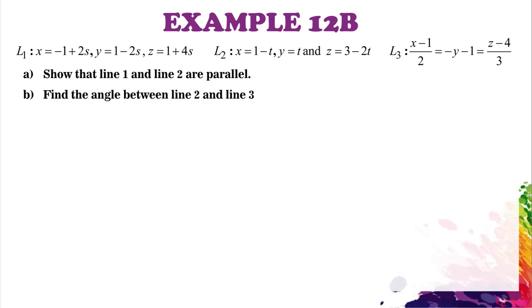Okay, example 12b. Given three equations of lines, part A we have to show that line 1 and line 2 are parallel. Part B we have to find the angle between line 2 and line 3. So take a look at part A. For line 1 and line 2 to be parallel, it means your v1 and v2 are parallel as well.